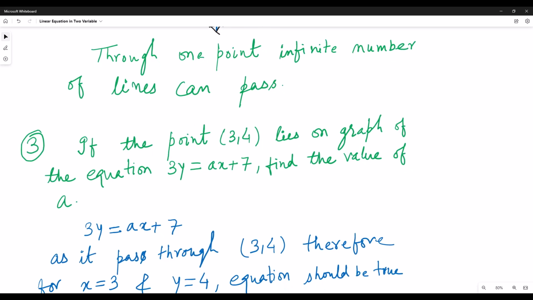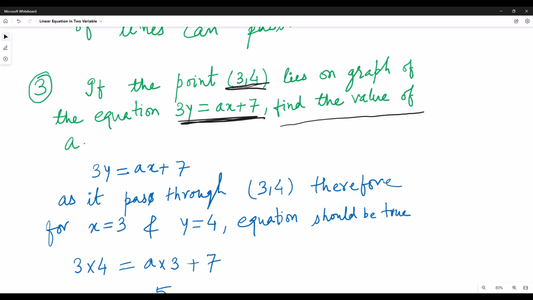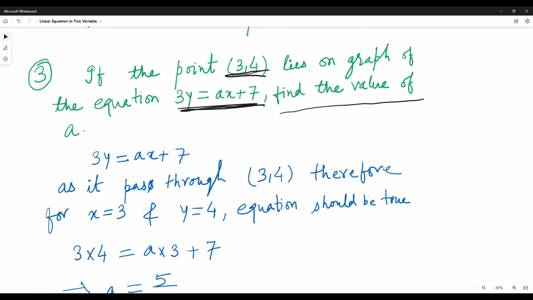If the point (3, 4) lies on the graph of the equation 3y equals ax plus 7, find the value of a. Okay. So you have been given that the point is (3, 4). For (3, 4), this equation is true. So for this equation to be true, for the point (3, 4), you put the value of x as 3 and y as 4 and try to find out a. So a has to be 5 by 3, then this equation will pass through (3, 4).